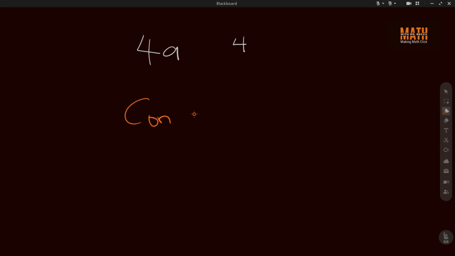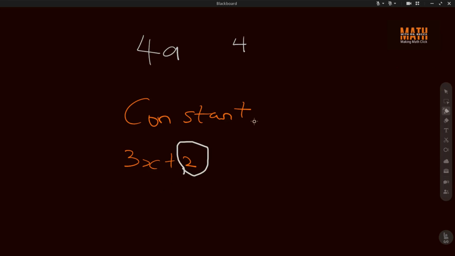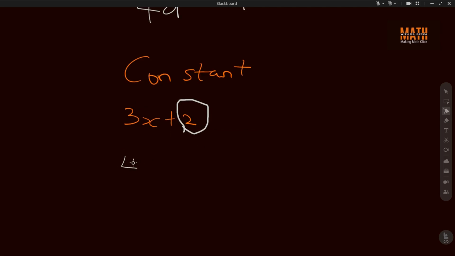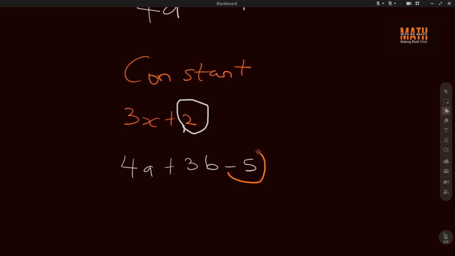Now, let's talk about constants. Constants are numbers that stand alone. They are not attached to any variable. For example, in 3x + 2, 2 is the constant because it is not attached to any variable. It is standing alone. Another example: if we have 4a + 3b - 5, what is the constant here? Negative 5 is the constant because it is not attached to any variable.